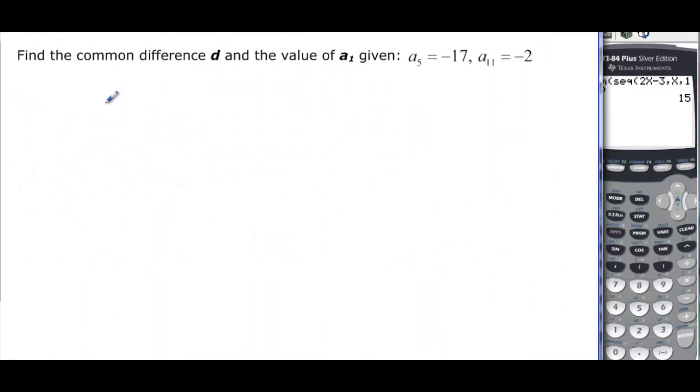So what else can we do with these arithmetic sequences? Again, a sub n is equal to a sub 1 plus d times n minus 1. Keep that in mind. Find the common difference d and the value of a sub 1 given all of this. A sub 5 is equal to negative 17. A sub 11 is equal to negative 2. Oh, wow. We don't really know a whole lot here, do we? So let's see if we can alter what's going on here. Let's say that we wanted to start with a sub 11. Okay? And I have to plug in as much as I can and then find one variable.